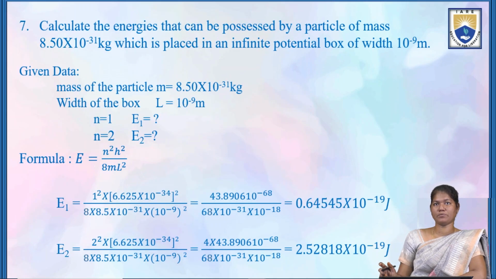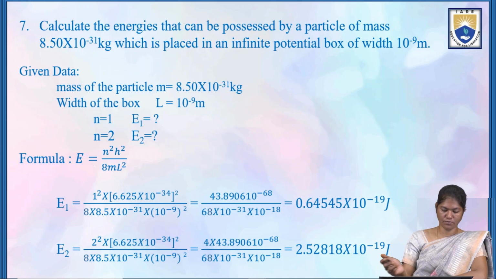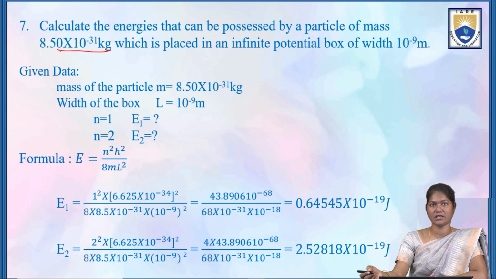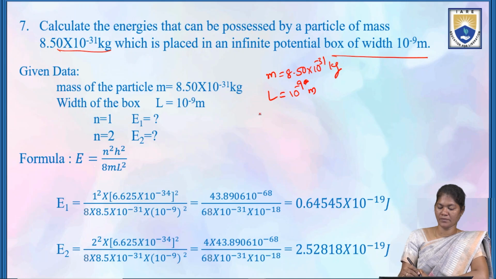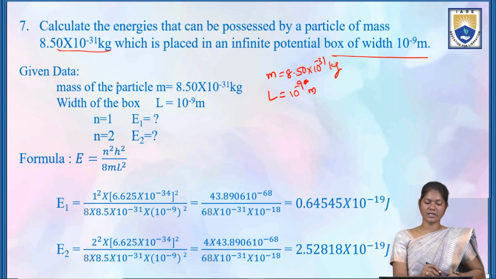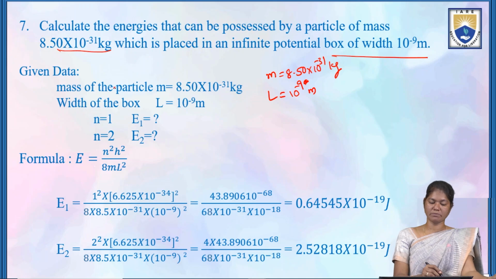Calculate the energies that can be possessed by a particle of mass 8.5 into 10 power minus 31 kilogram, which is placed in an infinite potential box of width 10 power minus 9. So the given data is mass of the particle m equal to 8.50 into 10 power minus 31 kilogram. The width is L equal to 10 power minus 9 meters.